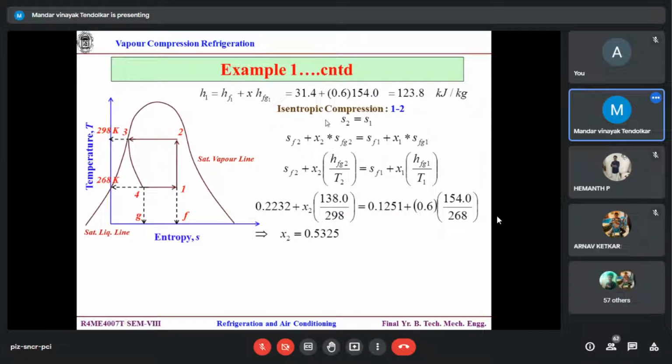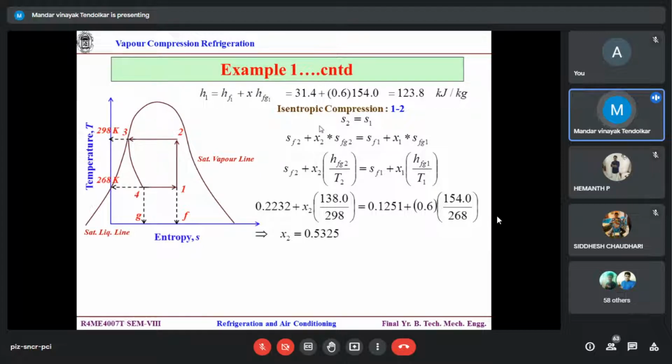Fine. Now, isentropic compression. So S2 is equal to S1. Now, for S1, I know it would be SF1 plus X1 times SFG1. But over here, I do not have any information about state 2.